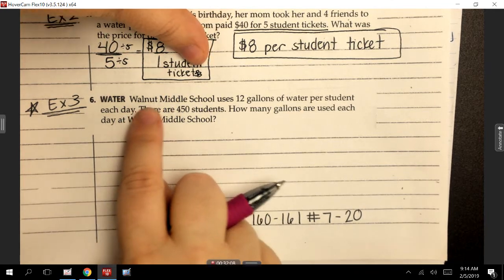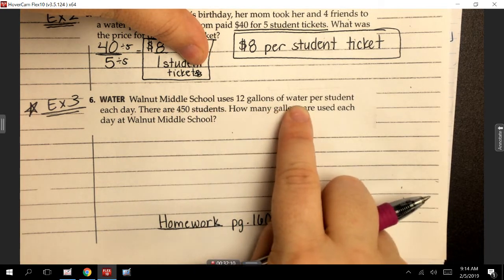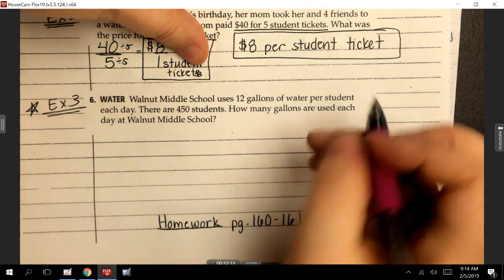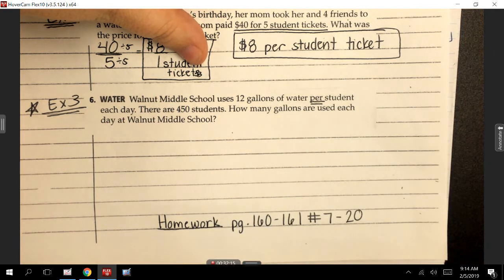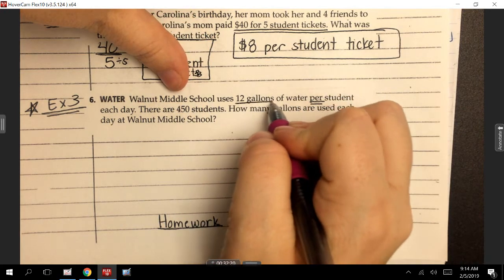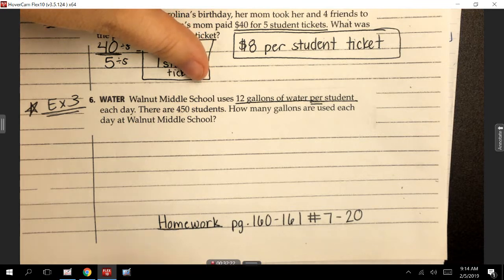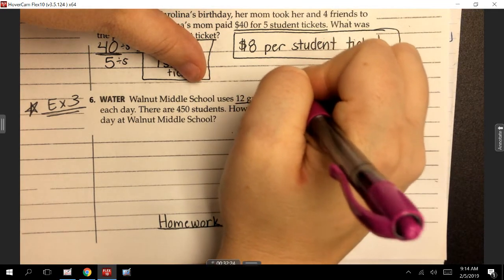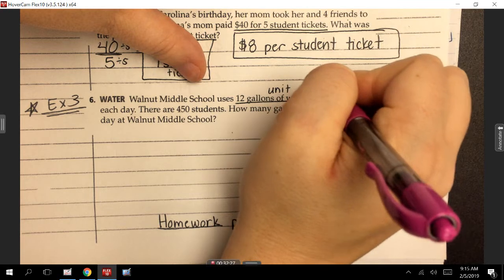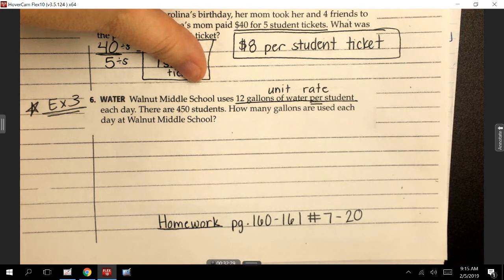All right? So this says Walnut Middle School uses 12 gallons of water per student each day. What word did y'all just see? Per. Does that sound like what we were just doing? Yeah. When it says 12 gallons of water per student, this is called a unit rate, which means it's giving us the answer, and then we're going to have to create the other part. All right? So to find the answer, we divided, right? If I'm given the answer, what's the opposite? I'm going to have to multiply.